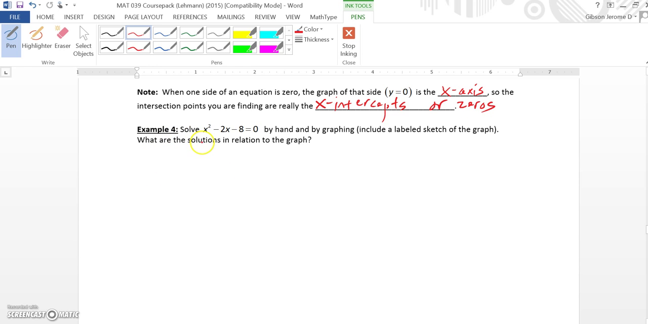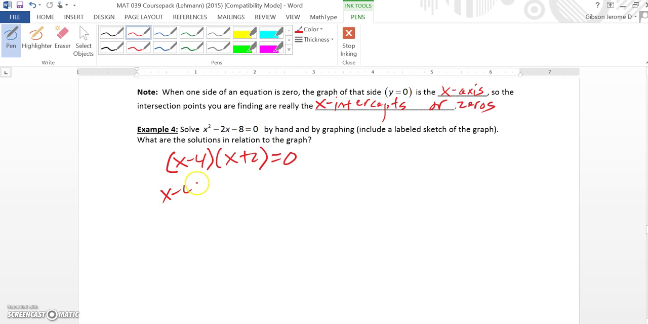Example 4, it says solve x squared minus 2x minus 8 equals 0 by hand and by graphing. Include a labeled sketch of the graph. What are the solutions in relation to the graph? Okay, first of all, we need to factor this here, which we already know how to factor. That will give us the factors of x minus 4 and x plus 2. And we know that that will give us that equals 0.